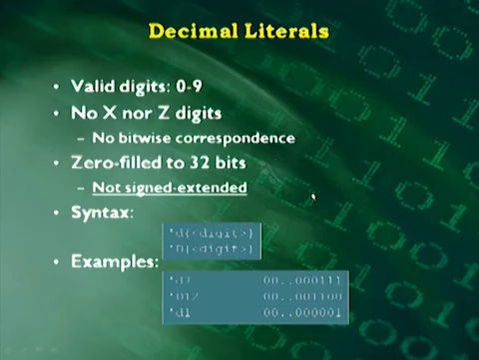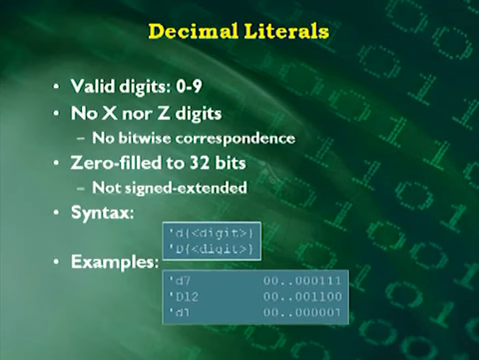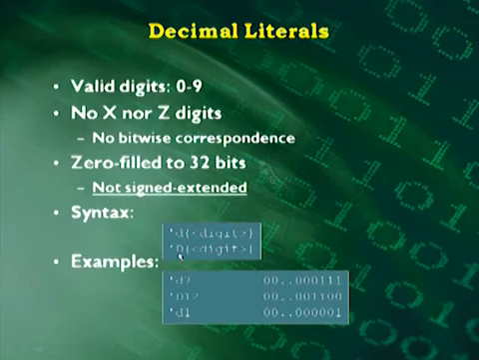Okay, let's look at decimal literals now. And you can use digits 0 through 9. And you cannot use X's or Z's in the digits. And there's no bitwise correspondence like there was in the last one. It is 0 filled to 32 bits and not sign extended. So here we have 'D and then one or more digits.